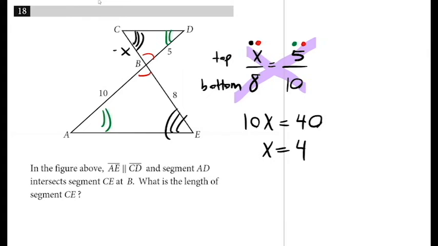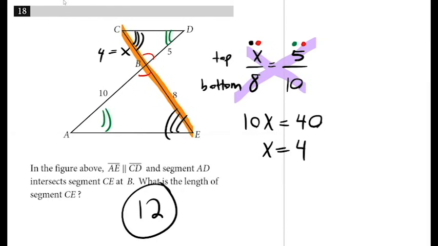So we just found out that CB has a length of 4, and the question is asking us for CE. So be really careful. It would be very easy here to put in 4 as an answer after having done all the right work. But they weren't asking for CB, they were asking for CE. So that's 4 plus 8, and the answer to the question is 12.